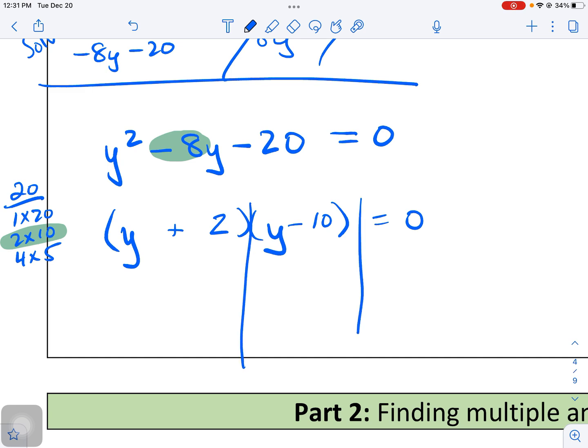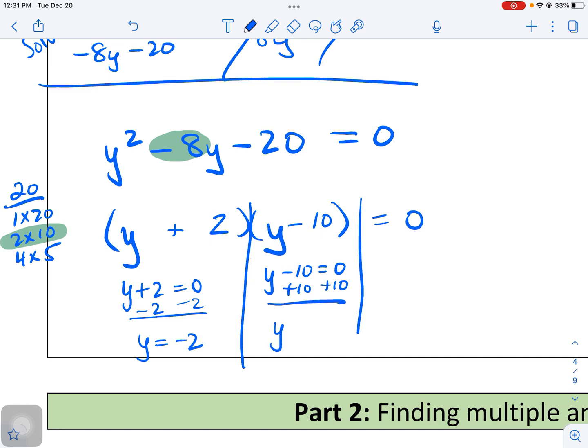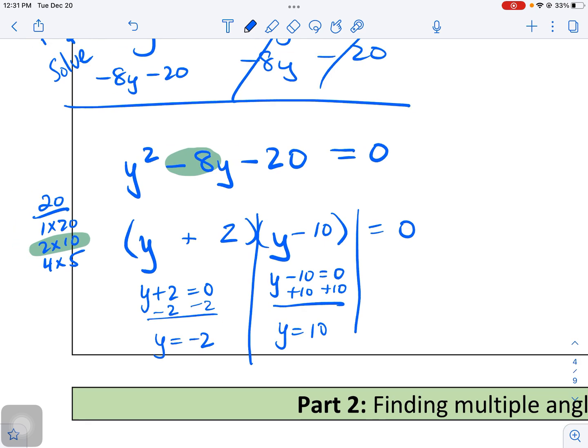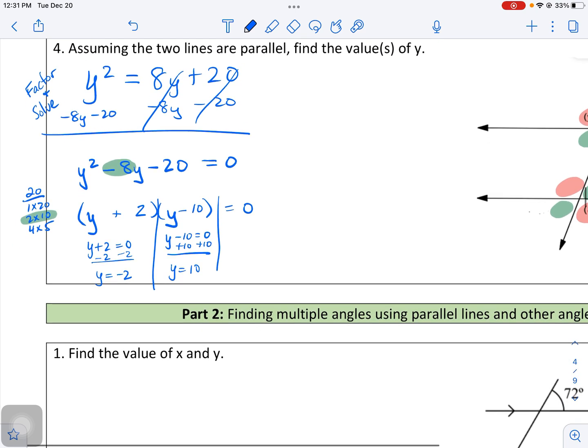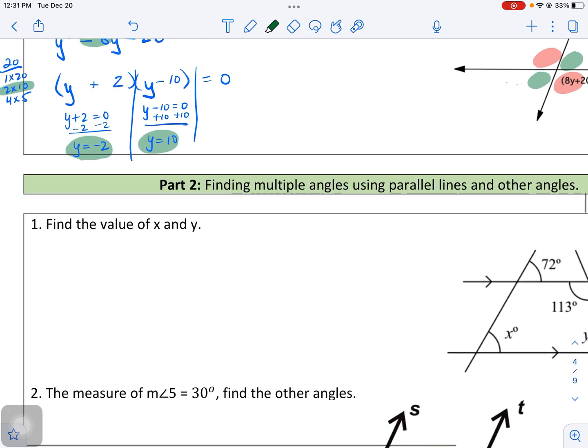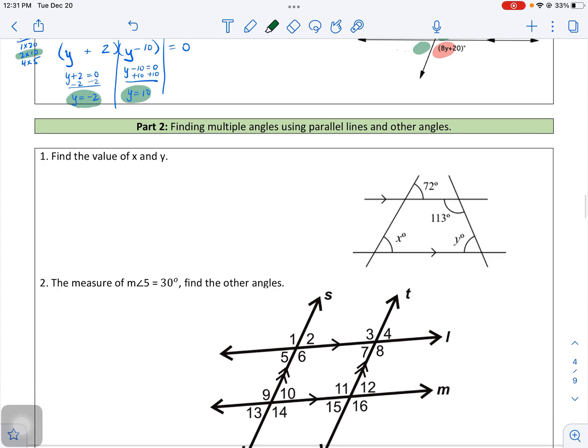Now we're going to solve it. So I get y plus 2 equals 0. Subtract the 2. You know your y is equal to negative 2. Y minus 10 equals 0. Add 10. Y equals 10. All right, so it asked me to find the values of y, and we just did. Y can equal 10 or y can equal negative 2. You have two values for y in here. All right, that's it for this section.